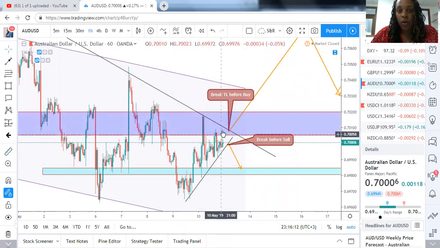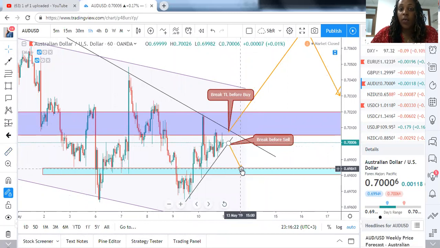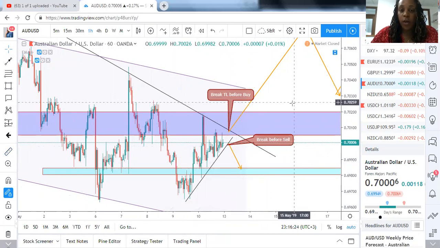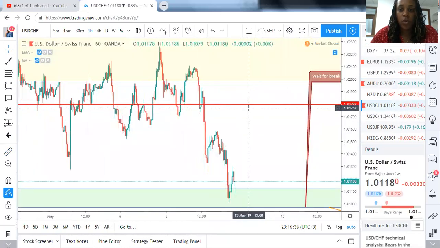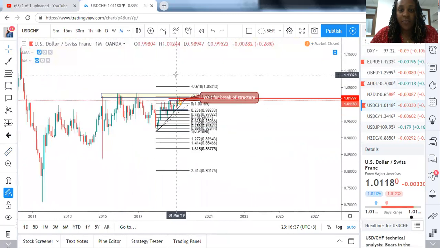So if this is going to continue up right now, we need a solid body candle to break our TL before we buy. Or if it's going to sell and at least do this retest, which is what I project first before it goes up, we need it to break before sell. All right, so that's AUDUSD. USDCHF. No, USDCHF.